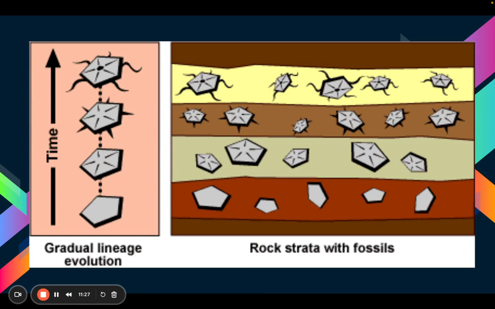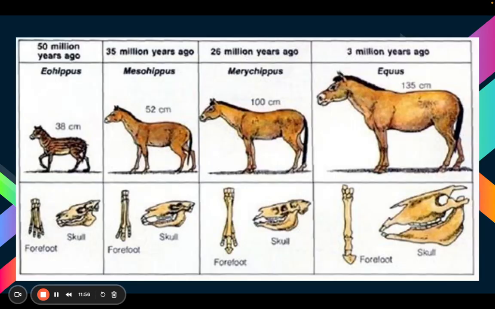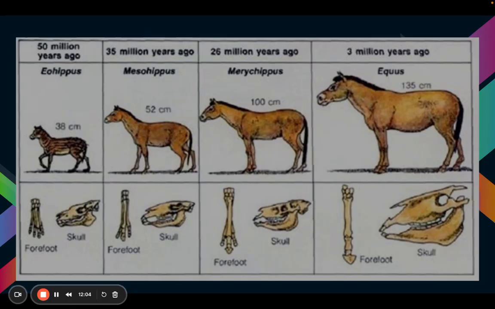This is evident in many parts of the fossil record. You can see in this fossil record, the newer fossils are over top of the older fossils. Over time, there is a slow, steady lineage change, and we can see that in the layers of rock. The evolution of the horse is a great example of gradualism. A lot has changed over about 50 million years.